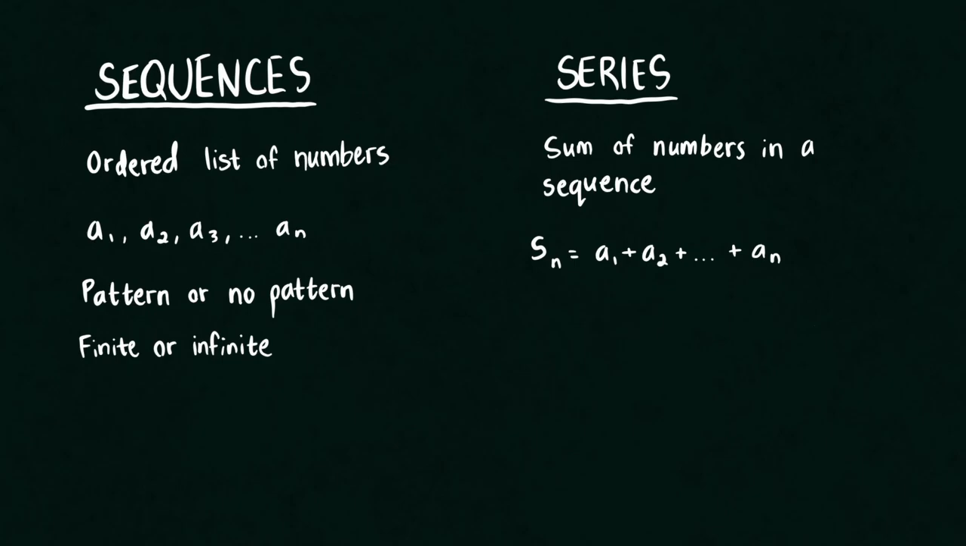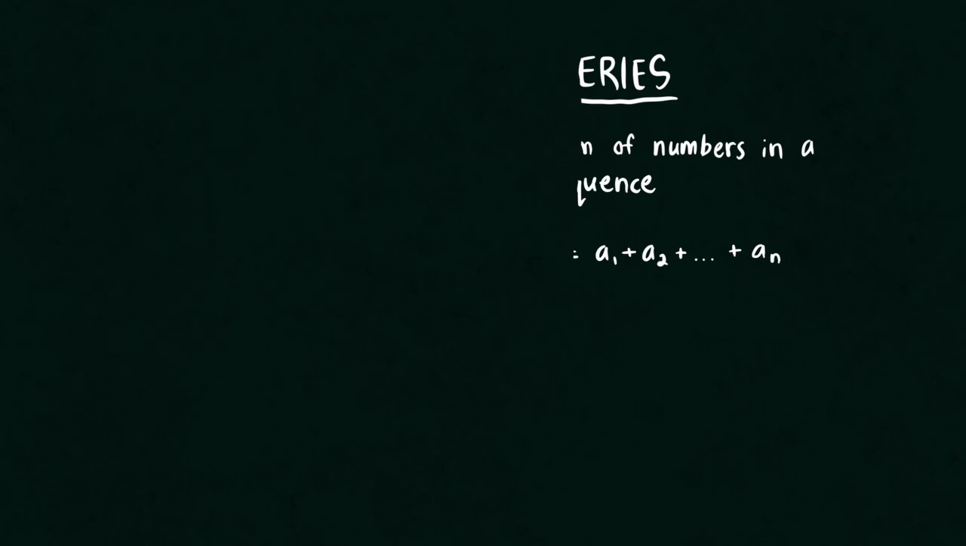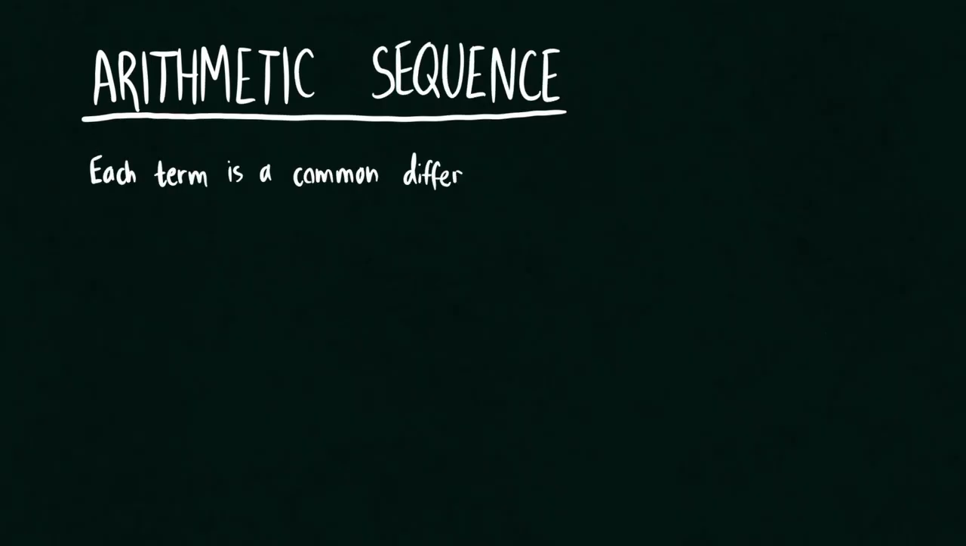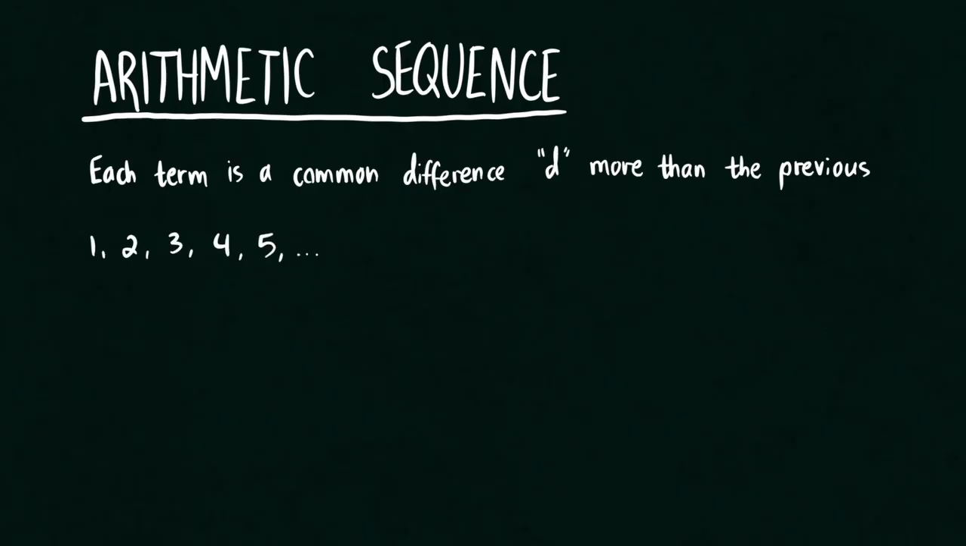So with that in mind, let's look at the two most important types of sequences that pop up a lot. The first of which is the arithmetic sequence. Now this is a sequence where each term is a common difference d more than the term that came before it. So let's look at a quick example. Like the positive integers. Each positive integer is one more than the positive integer that came before. So this is an arithmetic sequence.